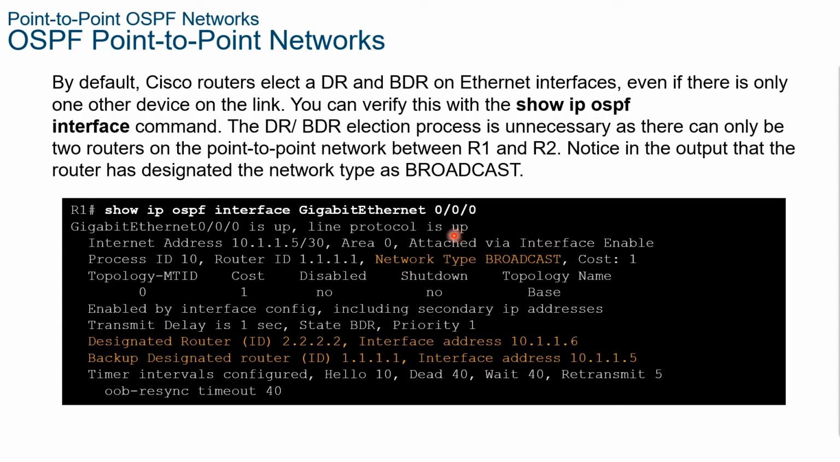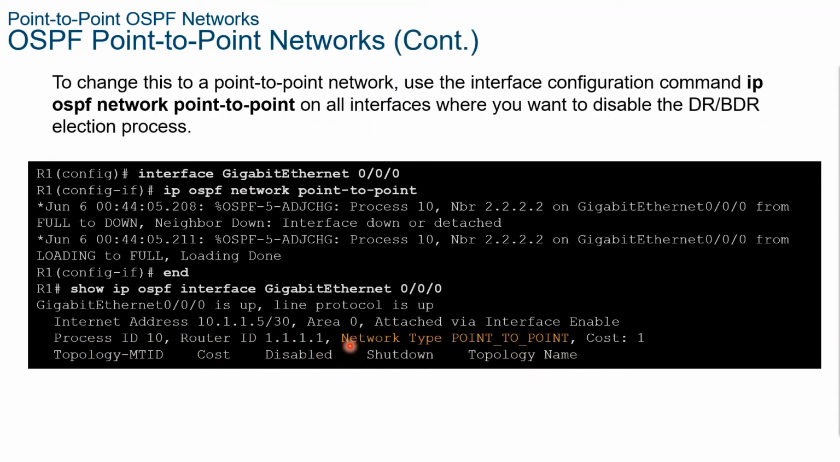That means it is on a multi-access network, or an Ethernet interface. Also, you can see here the designated router ID is 2.2.2.2, and the backup designated router ID on that network is 1.1.1.1. So R1 is the BDR and R2 is the DR, based on the output that we have earlier. Now, the DR/BDR election process is unnecessary as there can only be two routers on the point-to-point network between R1 and R2. Notice in the output that the router has designated the network type as broadcast.